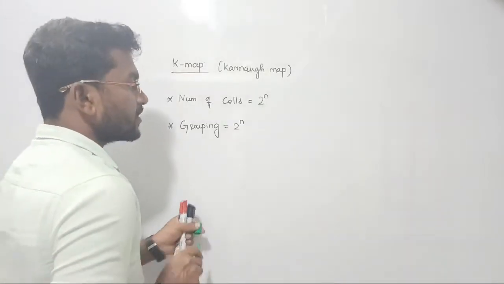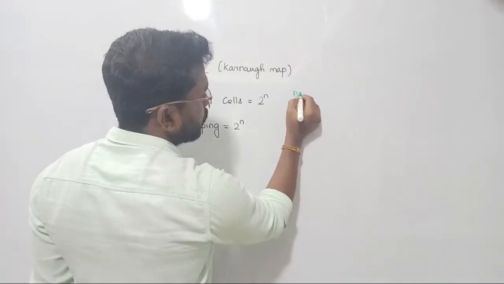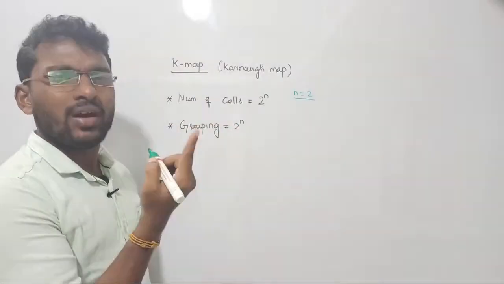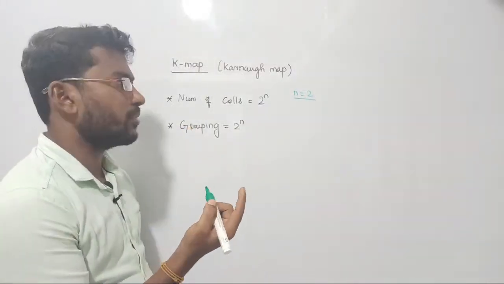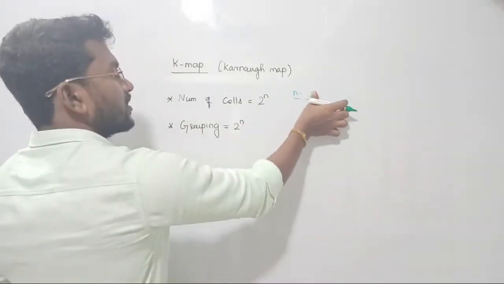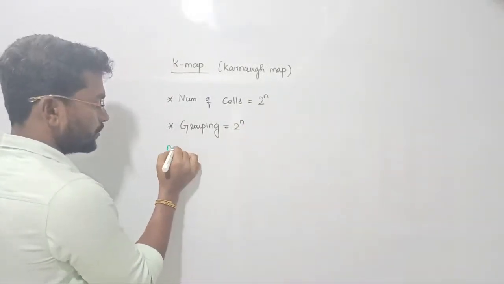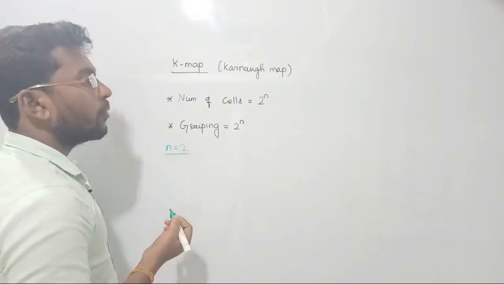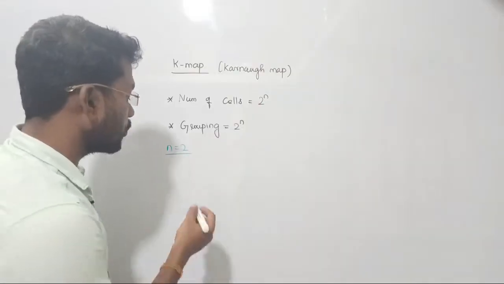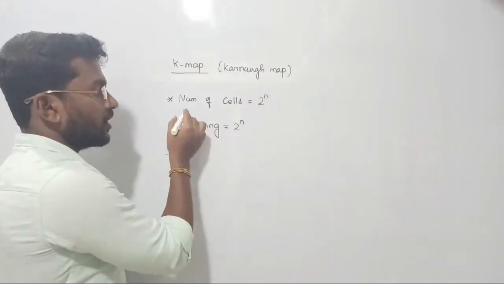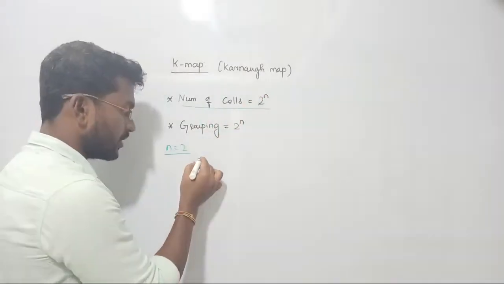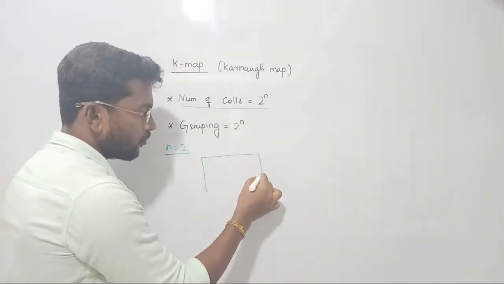So let us consider the minimum, n equal to 2 variables, because one variable means 0 and 1, only 2 possibilities will be there. So let's go ahead with a minimum of 2 variables to get a clear idea. If I consider n equal to 2, first of all find out the number of cells. For n equal to 2, 4 cells will be framed, such that we are going to frame 4 cells.